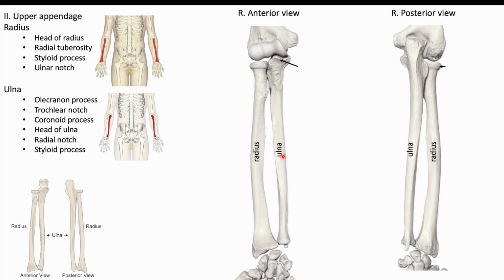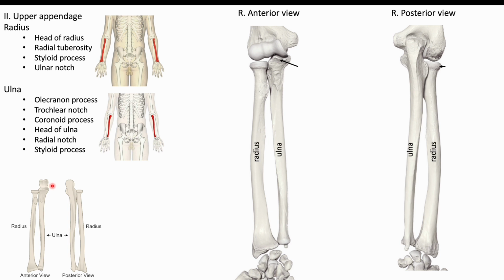All right, so let's go ahead and talk about the ulna. So the ulna is going to be this bone right here. And the ulna, if you take a look at it where it's not articulating with anything, you can see that it forms like a U shape here.